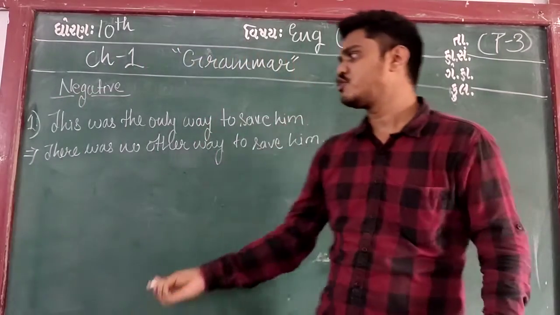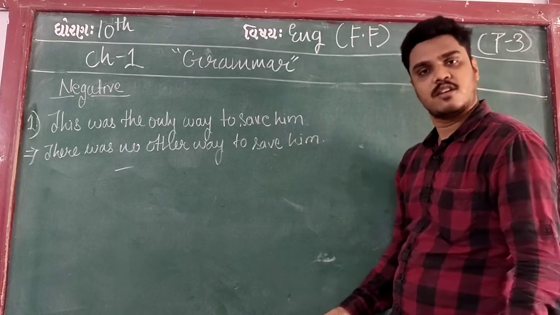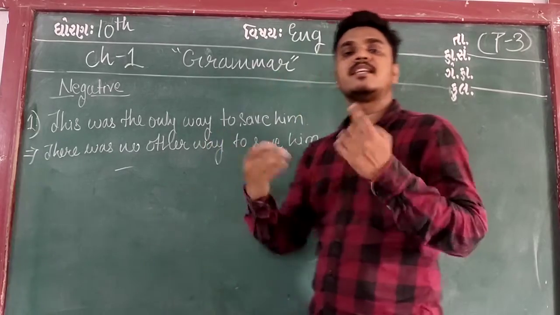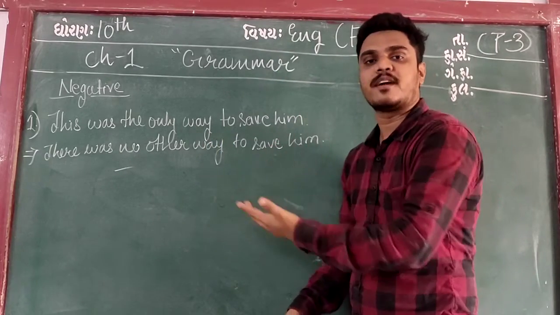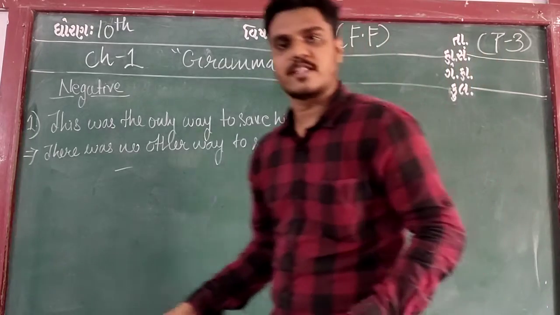Okay, simple and solved. So here, the negative portion in chapter 1 grammar section is over. I hope you got it. I am taking this much portion only. The next portion we will take assertive, affirmative, and more. Got it? And here our lecture is over. Thank you very much.